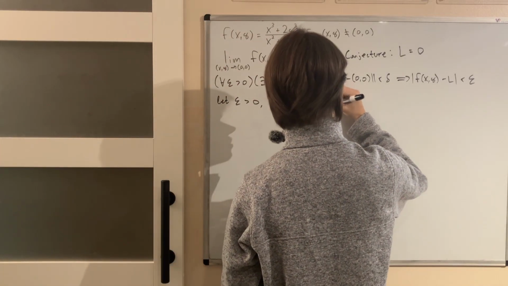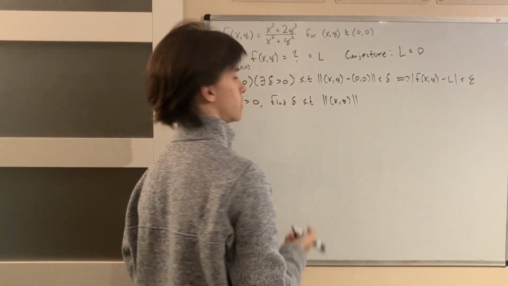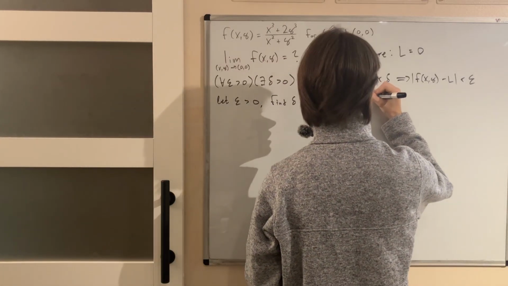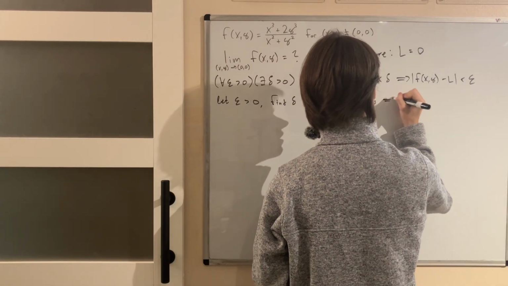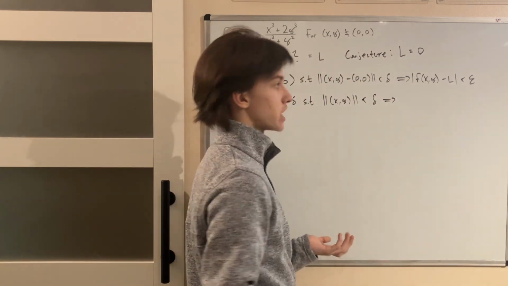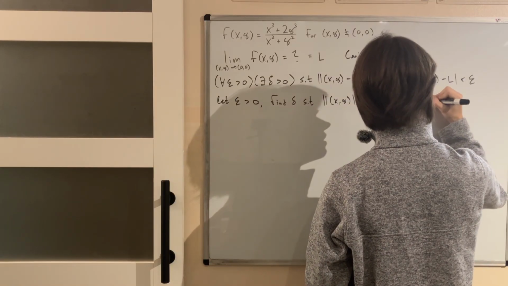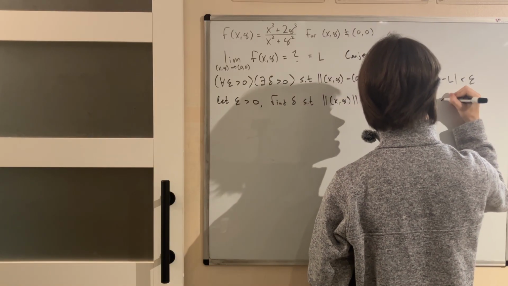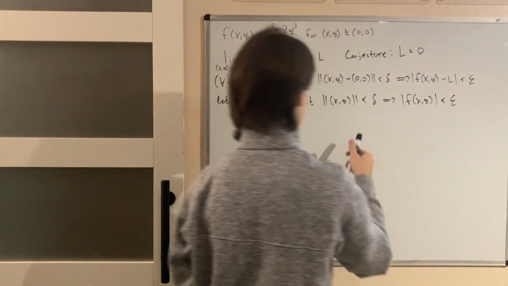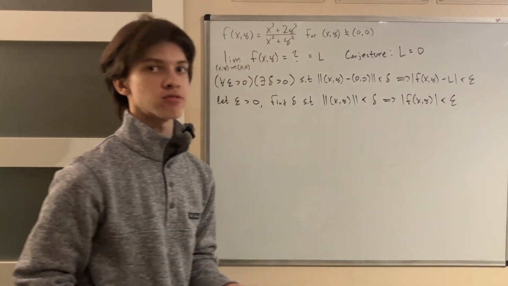So the distance between xy and the origin, which is just the distance of xy, if it is less than delta, then the distance between f of xy and L, which we conjecture to be 0, so literally just the absolute value of f of xy, is less than epsilon. We have to find such a delta in a general case, so expressed in terms of epsilon.